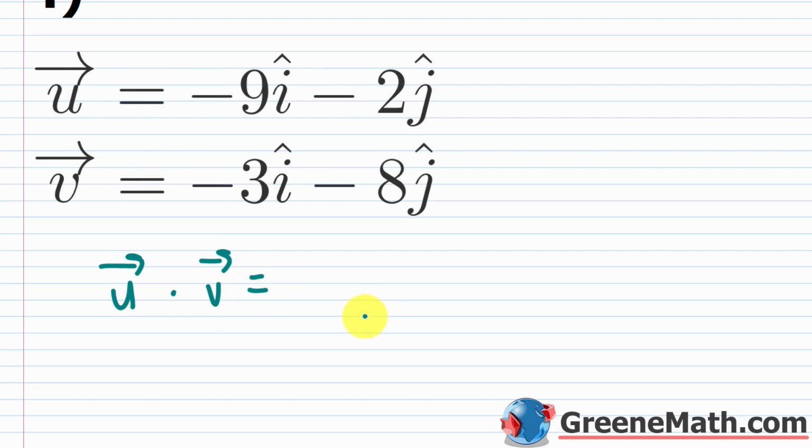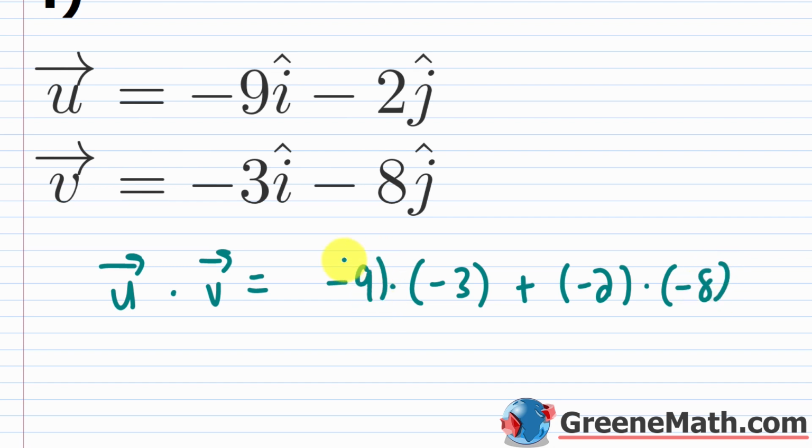Again, I'm going to multiply the corresponding components and then sum those together. So what I mean by that is you're going to take these horizontal components. So this is negative 9 times negative 3. And then I'm going to add this to, I'm going to take these vertical components and multiply those. So negative 2 times negative 8. Maybe I'll wrap this one for clarity. When you get negatives, it gets a little busy. All right, so let's say equals here.